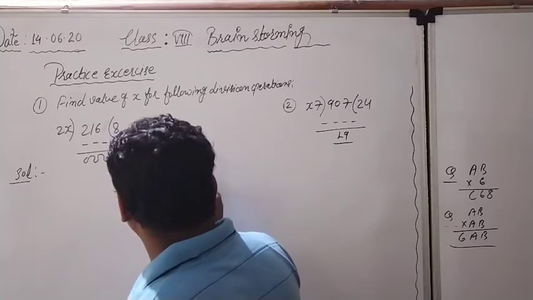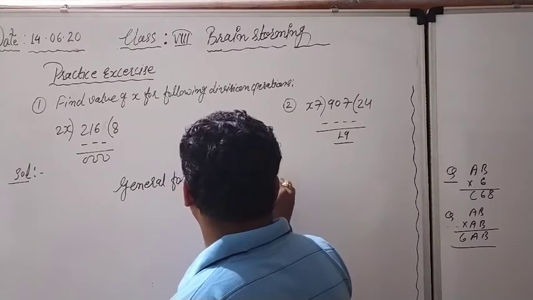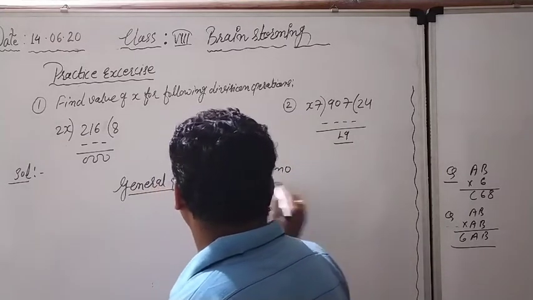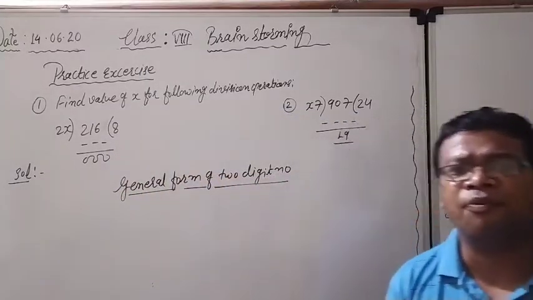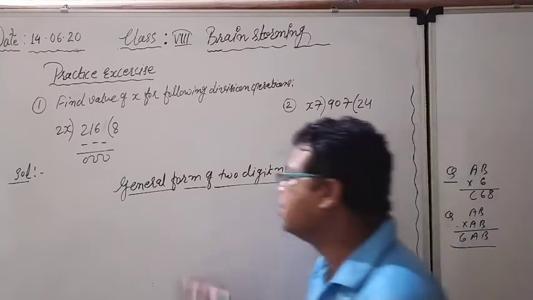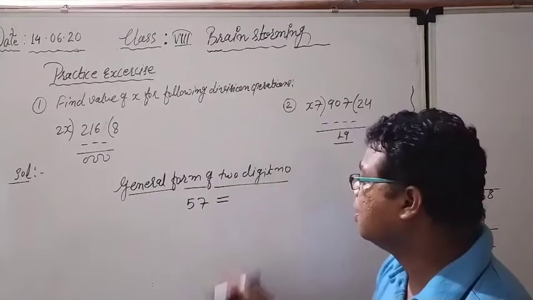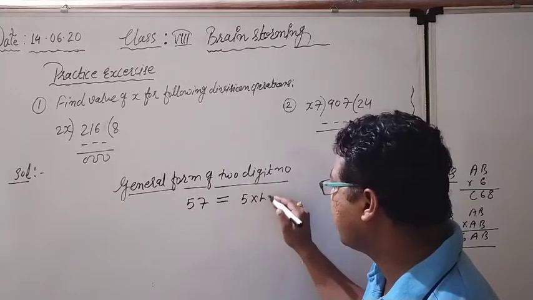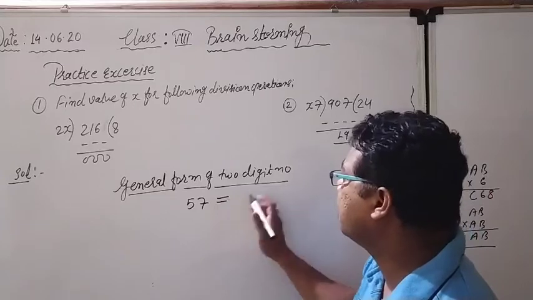General form of a 2-digit number. Before solving the question, one thing I have to tell you so that it will be helpful for you to understand: the general form of a 2-digit number. For example, 57. So, what is the expanded form of 57? This 57 could be written as 5 into 10 plus 7. Is that right?